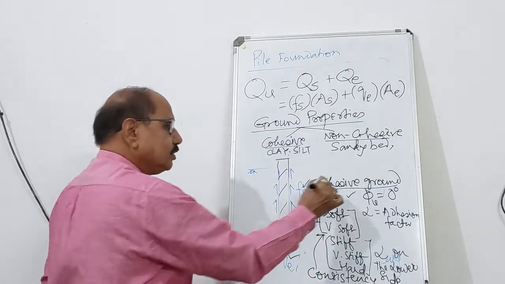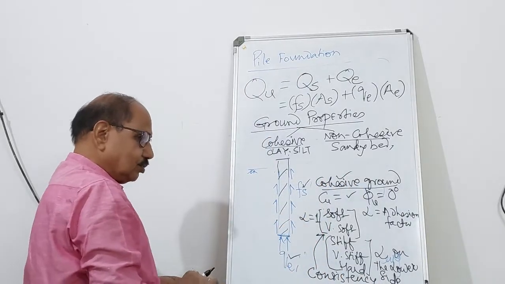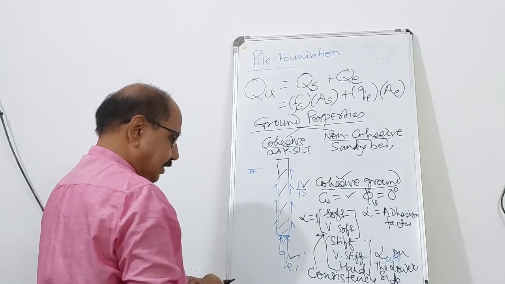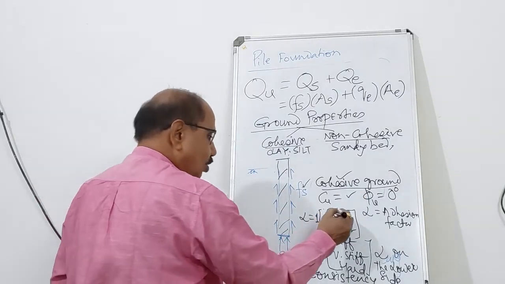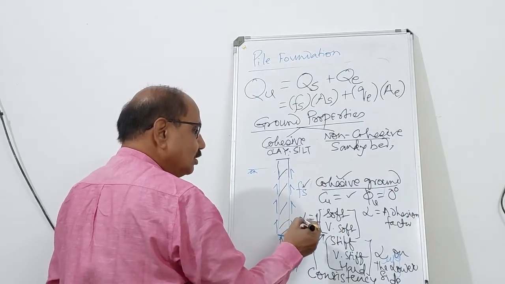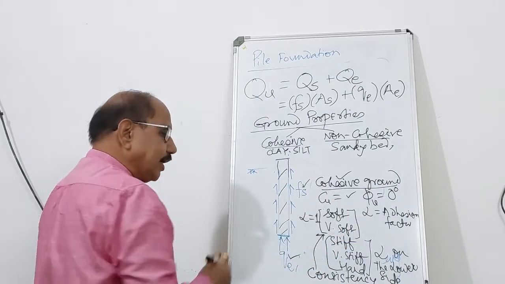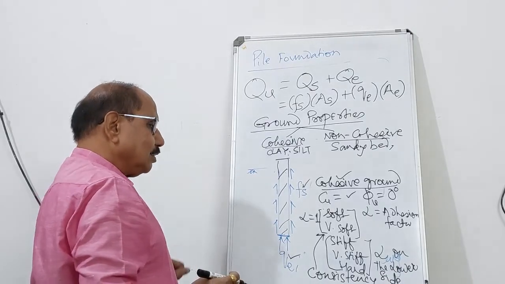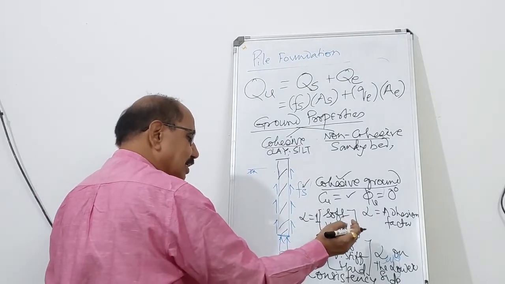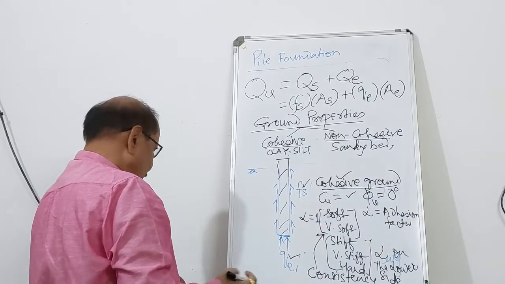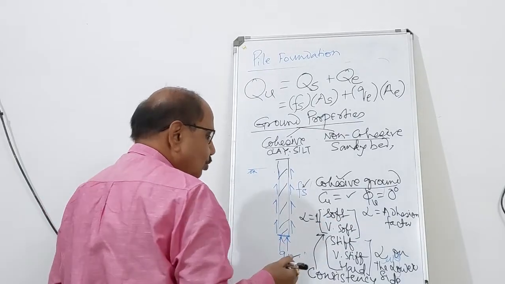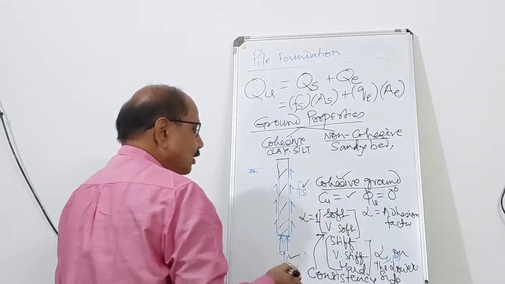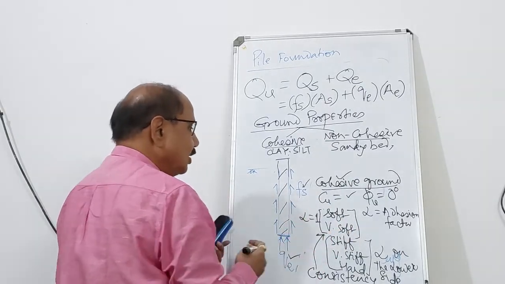Consistency is very important if the ground is cohesive in nature. So what is the consistency? Depending upon that, you can get the alpha value. If it is soft ground, your Cu value is going to be less than 40 kilopascal. For very soft ground, it will be less than 25 kilopascal. So the value of alpha will depend upon the consistency of the ground.